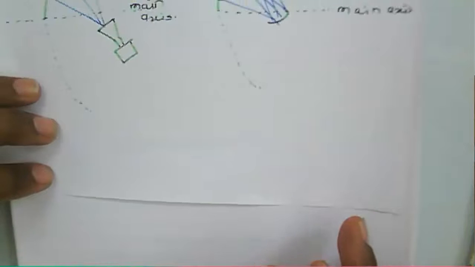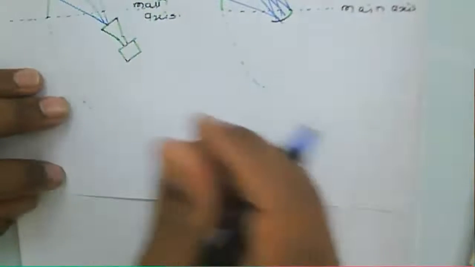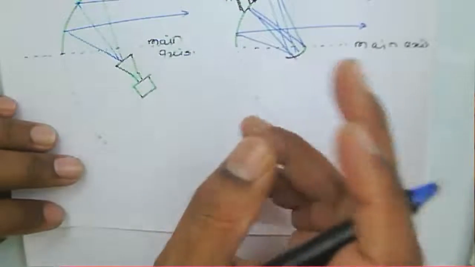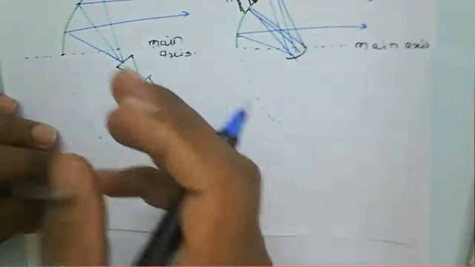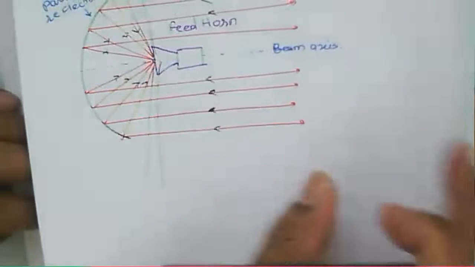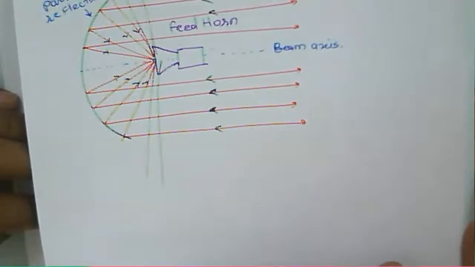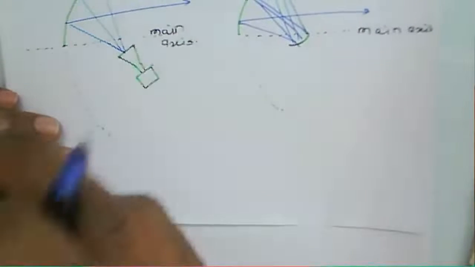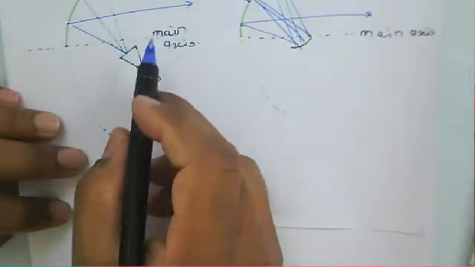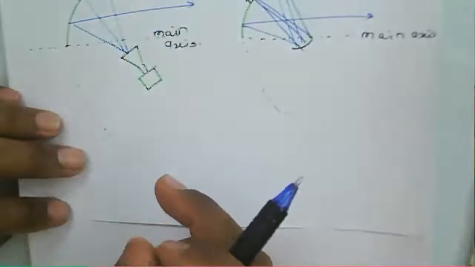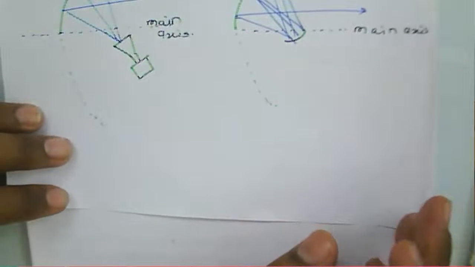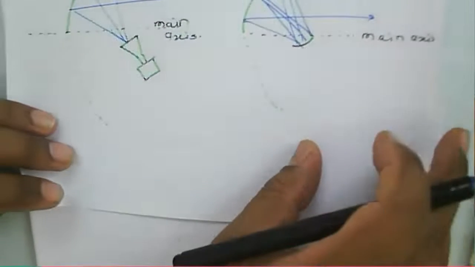Nowadays, if you see the dish TVs used at your home, in the old days people used the feed antenna at the center. But nowadays it is an offset antenna. Because of using this offset antenna, the blockage can be reduced. So we can increase the efficiency of the antenna as well as increase its gain.